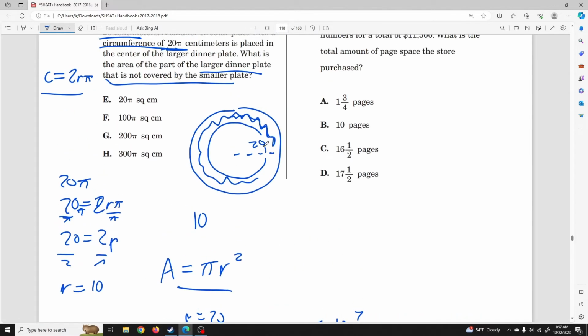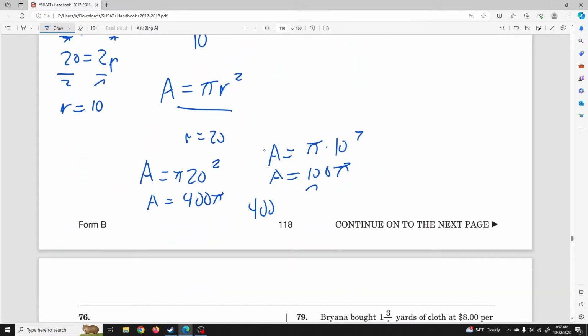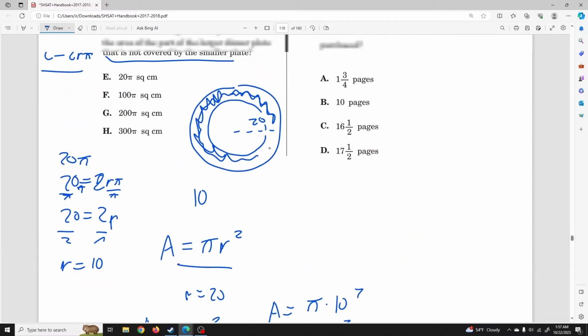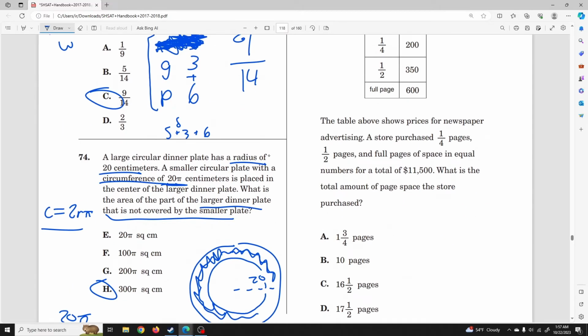And now we just have to subtract the areas in order to get the remaining space. So we have 400 pi minus 100 pi, which is equal to 300 pi. That's the answer. Moving on to number 75, it says the advertising table shows prices for newspaper advertising. Store purchase 1/4 page, 1/2 page, and full pages space in equal numbers for a total of 11.5k. What is the total amount of page space the store purchased, right?